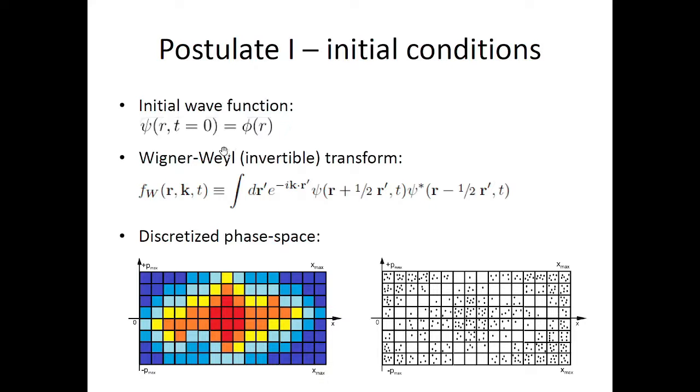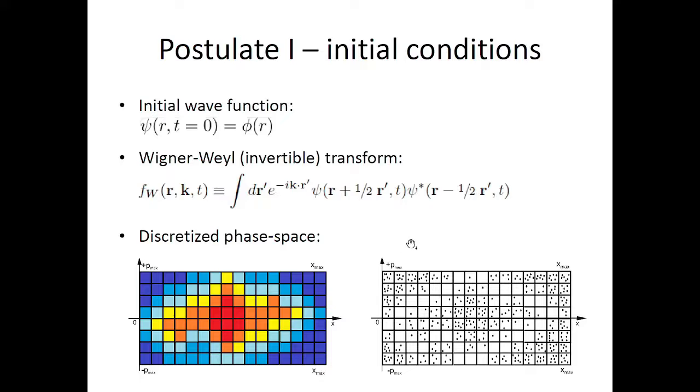Now we can apply on this function phi, or equivalently on the function psi at time t equals 0, what is called the Wigner-Weil transform, which is an invertible transformation. Out of these initial conditions, by applying this formula here, this integral, you are going to get a quasi-distribution function. This quasi-distribution function can be easily discretized, and this is something that is actually very common in applied physics.